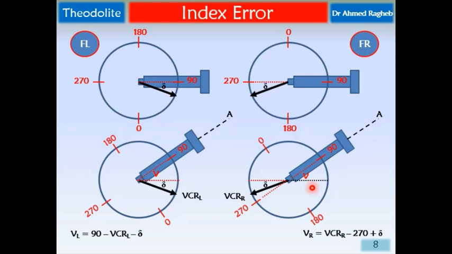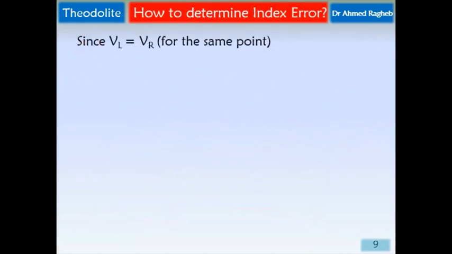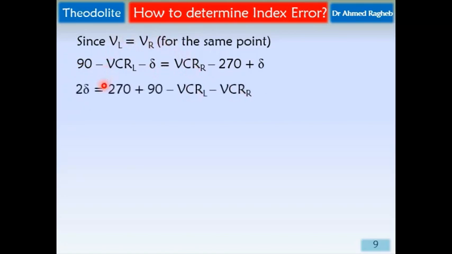How can we substitute for this error and still get the correct vertical angle, whether from left or from right? Fortunately, the vertical angle from face left should equal the vertical angle from face right, and since we're pointing to the same point, I'm going to equalize vertical angle left to vertical angle right. So 90 minus VCR left minus delta equals VCR right minus 270 plus delta. Delta will go to the other side, it will be 2 delta. 270 will be added to 90. VCR right will go with a negative sign on the other side, ending up with 2 delta equals 270 plus 90 minus VCR left minus VCR right.